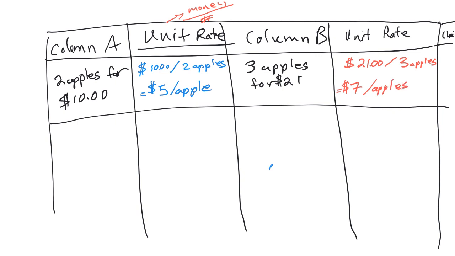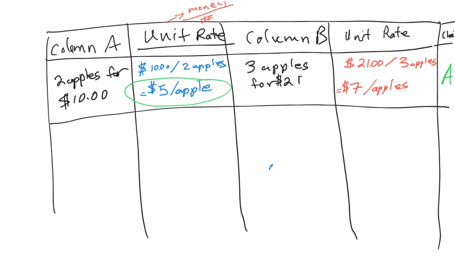Now the question is, which one is cheaper? Which one of these two is cheaper? If I look at this, oh look, $5 is cheaper than the $7 unit rate for column B. So I'm going to say that my answer here is the cheaper one is column A, otherwise known as the best buy.